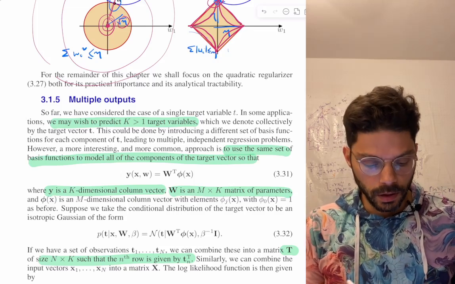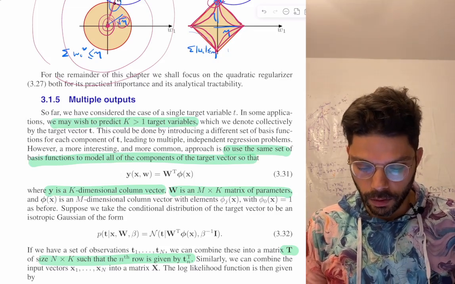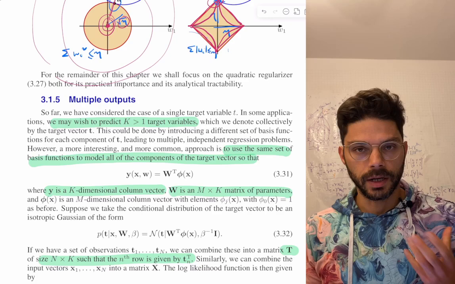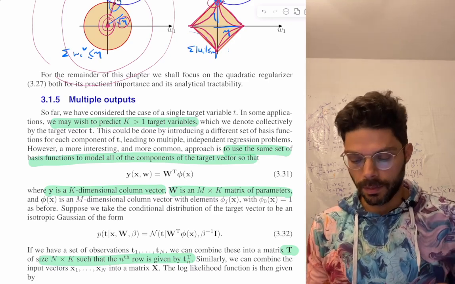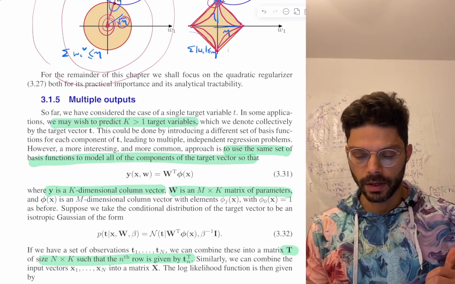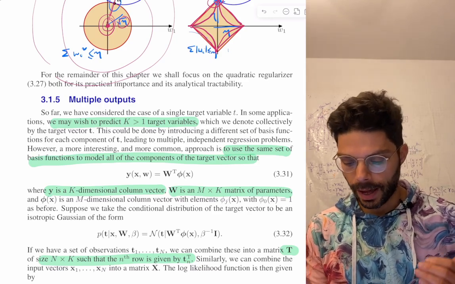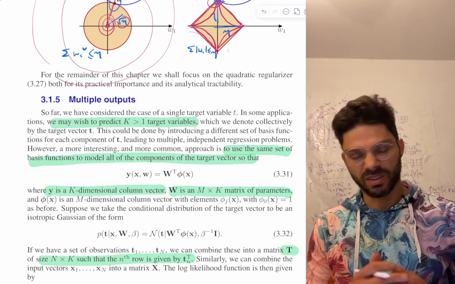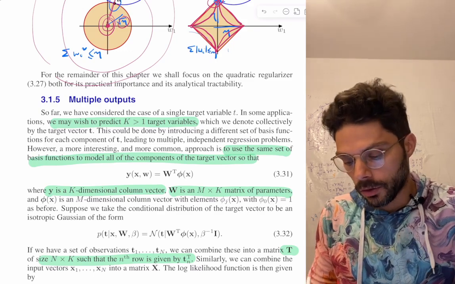Okay, folks, so here we are. It is section 3.15, talking about doing this linear regression thing with our basis of features, but when we have multiple outputs. Now it's quite a short section, and there isn't actually that much going on in it. It's really just algebraic manipulations.